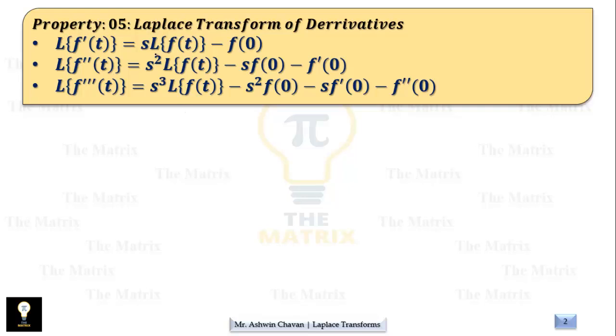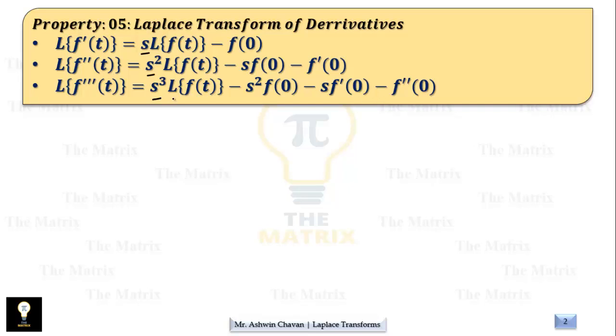Now, we can observe the formula. If it is first derivative, you can see the power of s is 1. If it is double derivative, it is s square. And if it is triple derivative, it is s cube. All these terms are attached commonly with Laplace of f of t, or you can call it phi of s. And then the first term is positive and all other terms are negative.